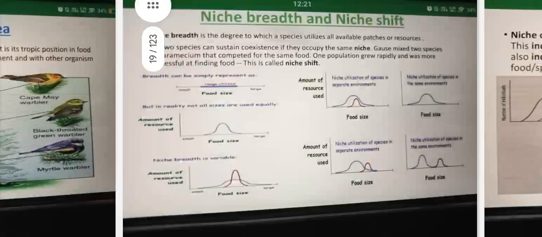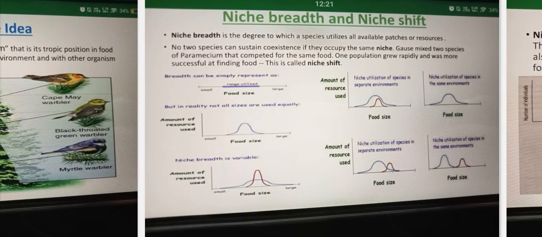The niche breadth and niche shift. Niche breadth is the degree to which a species utilizes all available patches of resources. No two species can sustain coexistence if they occupy the same niche. Because in a mixed culture, two species of paramecium competed for the same food; when one population grew rapidly it was more successful at finding food. This is called niche shift.